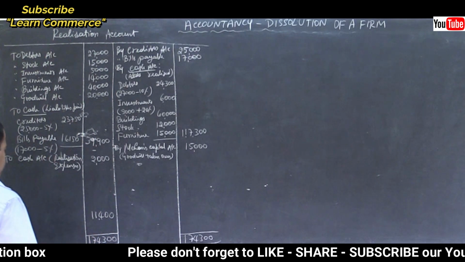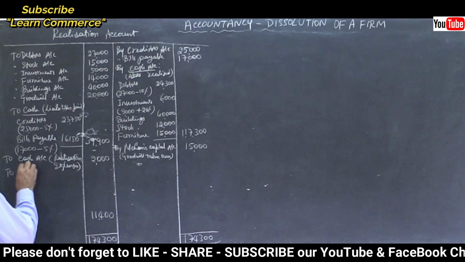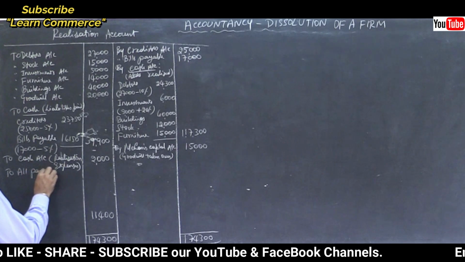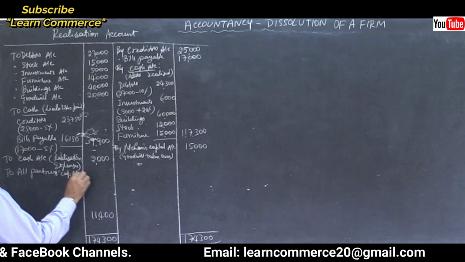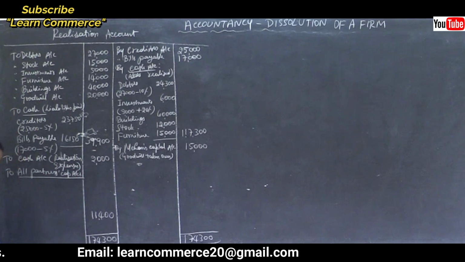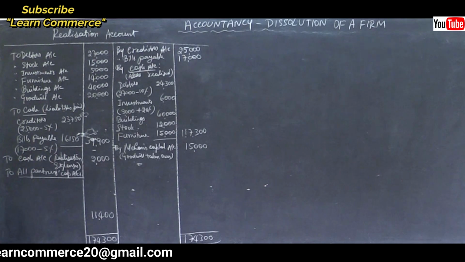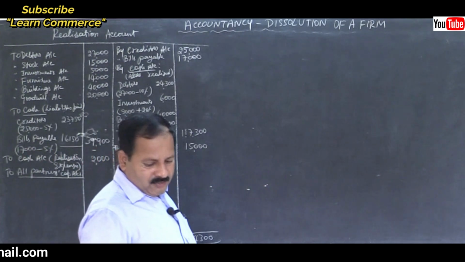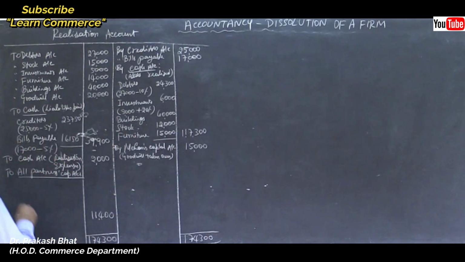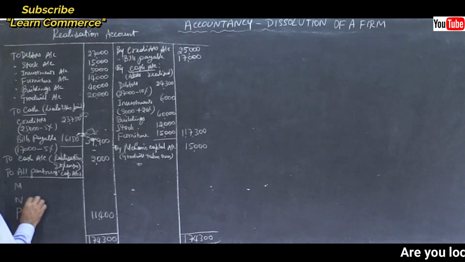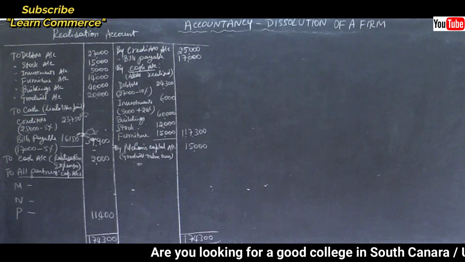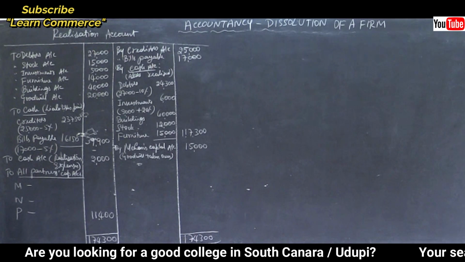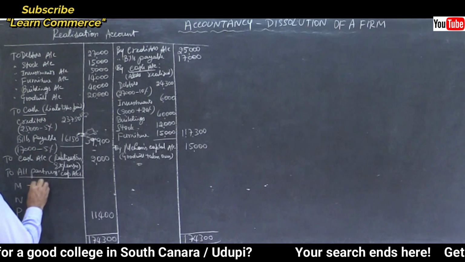Share it among all the partners, to all partners' capital accounts. After that, share it among them: Mohan, then Nagaraju and Prakash, right? Share it in the ratio 4:3:2, right? So 4 plus 3 plus 2 is equal to 9. 9 will be the denominator.